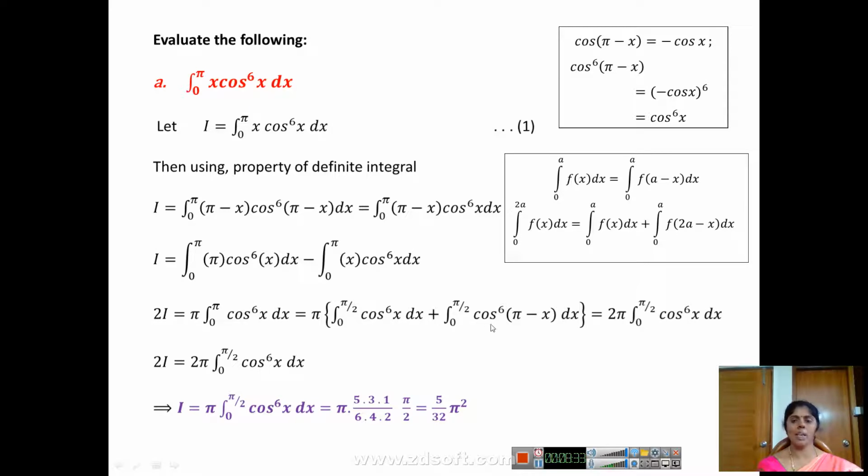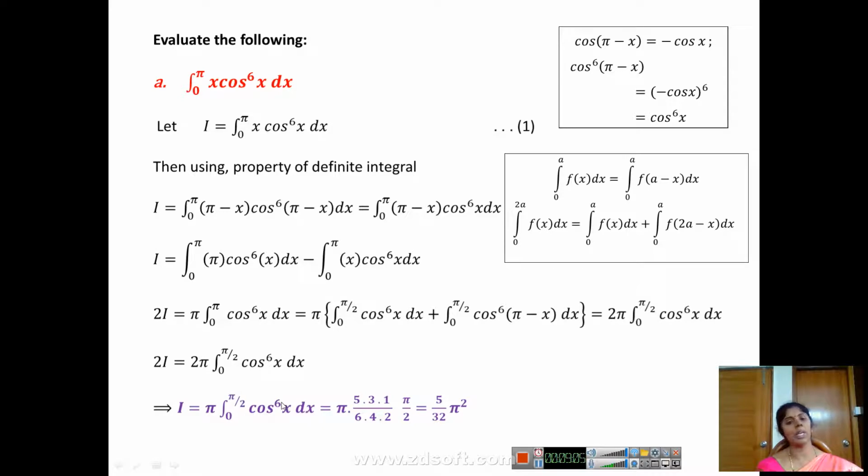If I add these two things, we get 2 times the integral from 0 to pi by 2 of cos to the power 6 of x dx, which can be written as 2 pi times the integral from 0 to pi by 2 of cos to the power 6 of x dx. Here we have 2 on both sides, so both the 2 get cancelled. So we can write I equals pi into the integral from 0 to pi by 2 of cos to the power 6 of x dx.